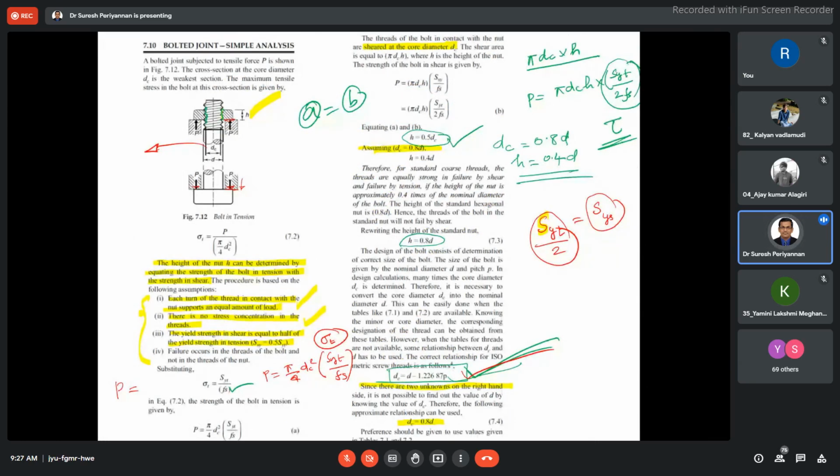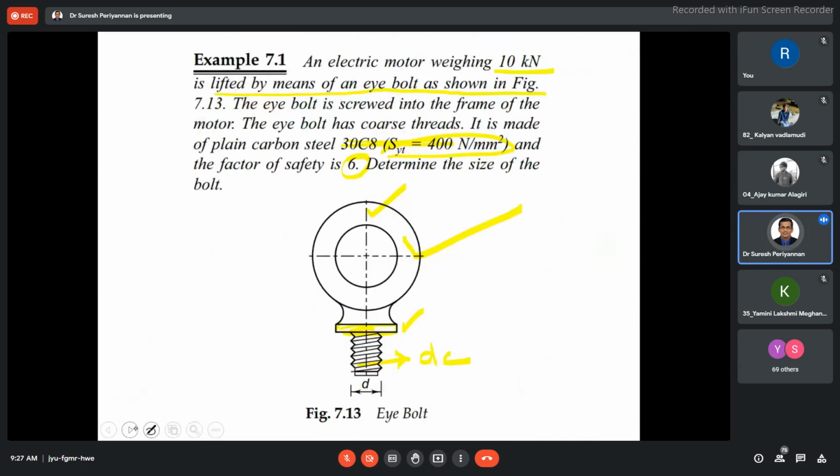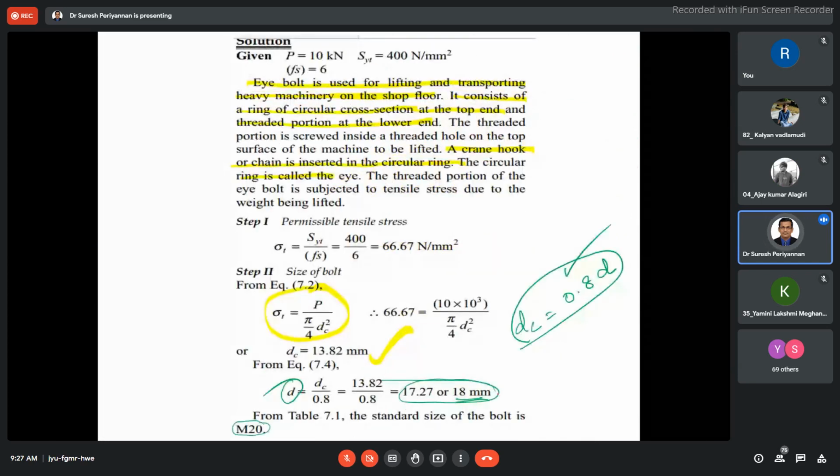Then the dimensions. Suppose where it is close in the table. This is close to M20. This is the dimension whichever we discussed. This is close to M20, so I have taken M20. We can't go for M16. M16 is not advisable, and after M16, M18 is not there. M20 is there, so we can take M20. Okay, now this is the nominal diameter.